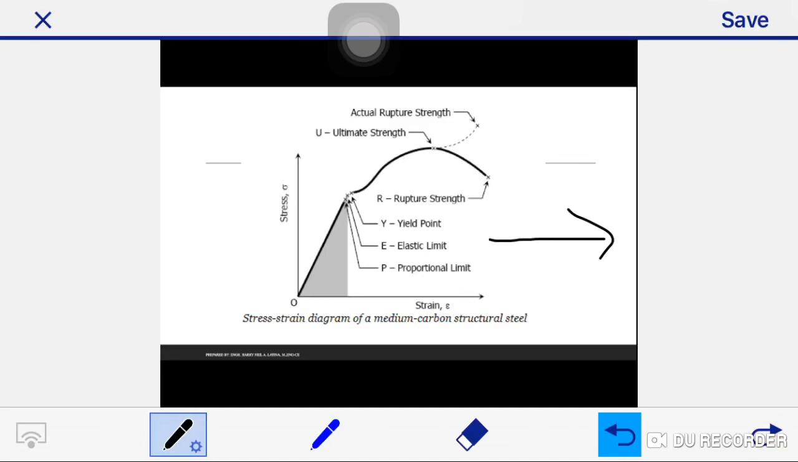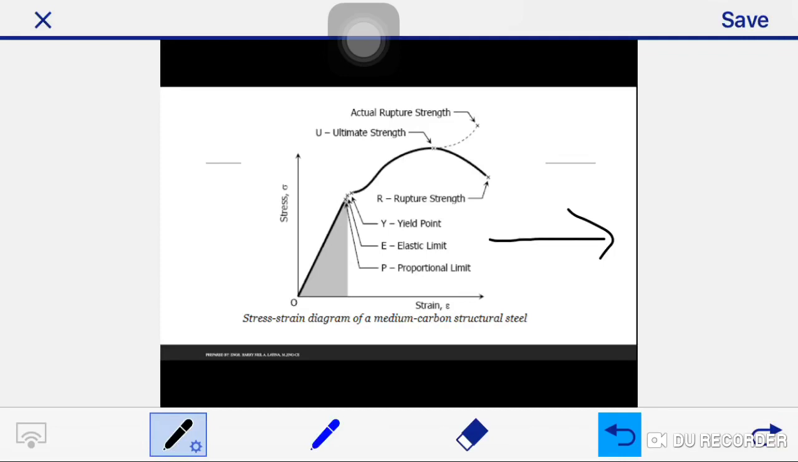Then next, ultimate strength. So the maximum ordinate in the stress strain diagram is the ultimate strength or tensile strength. So ibig sabihin, kapag dumagpas na siya sa ultimate strength, there is a huge chance na mag-fail na yung ating material. Then the rupture strength is the strength of the material at rupture. So this is also known as the breaking strength or the breaking point of the material.